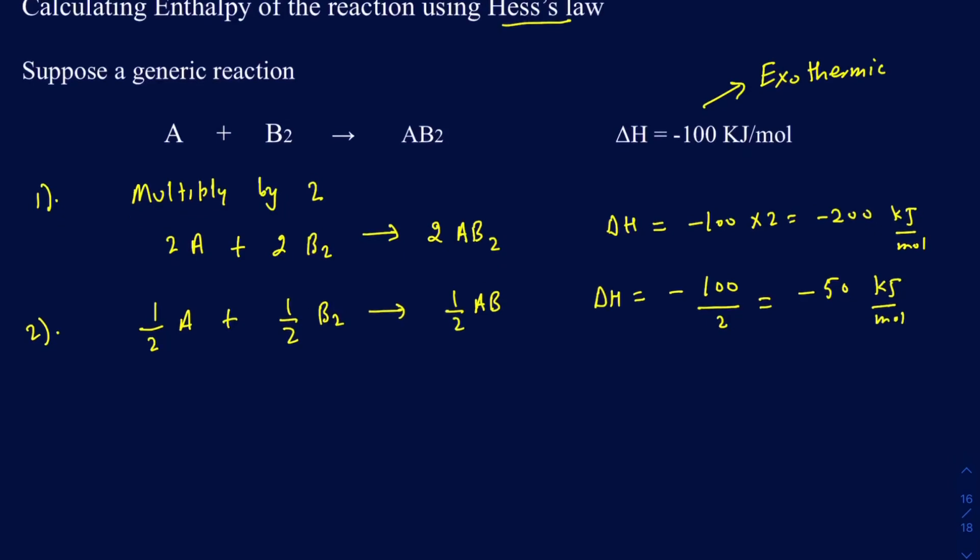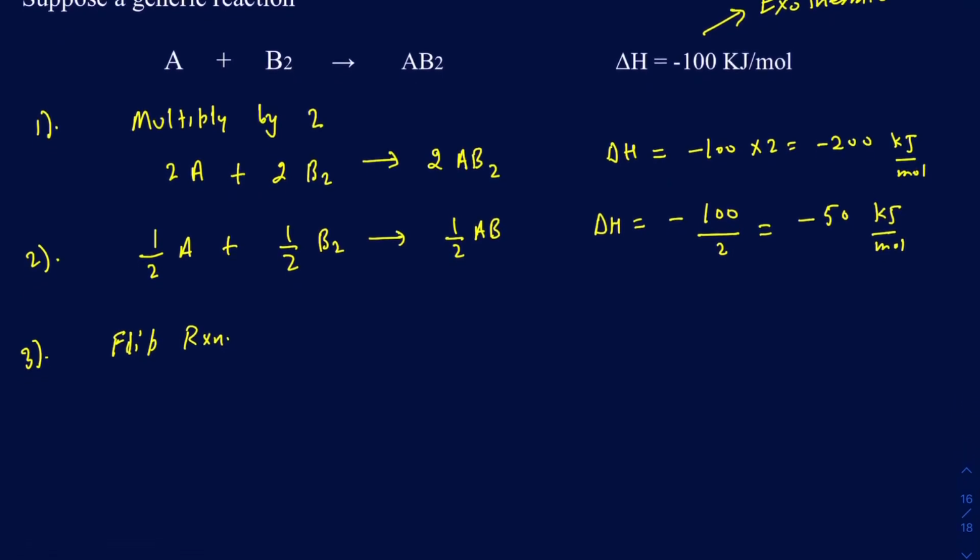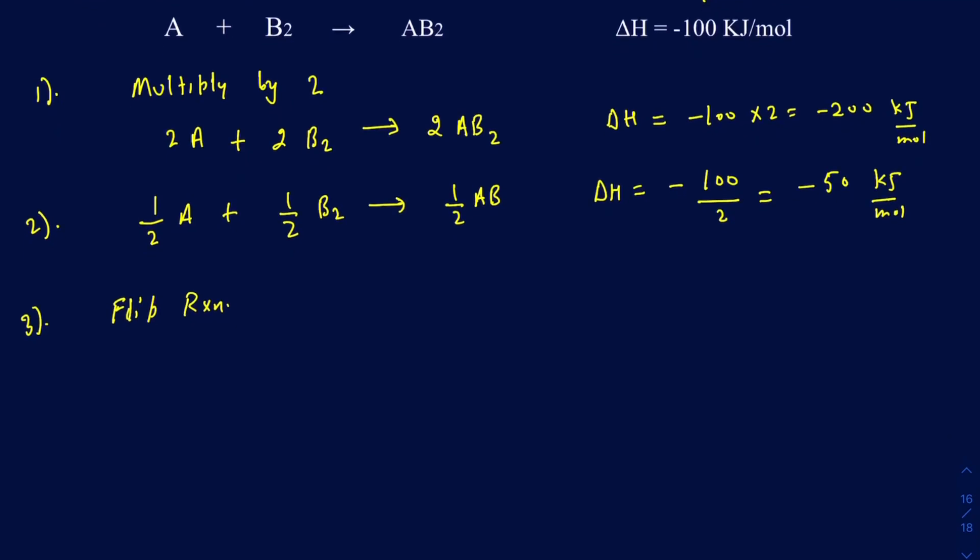The other thing is, what if you flip the reaction? What happens to the delta H? When we say flip the reaction, what that really means is my product becomes the reactant. So you start out with AB2, and then it goes on to make A plus B2. In that case, your delta H also flips in sign, so your delta H becomes positive 100 kilojoules per mole. What that really means is this reaction will now be an endothermic reaction. So make sure you know what happens to the delta H when you're multiplying the reactants, dividing the reactants, or flipping the reaction.